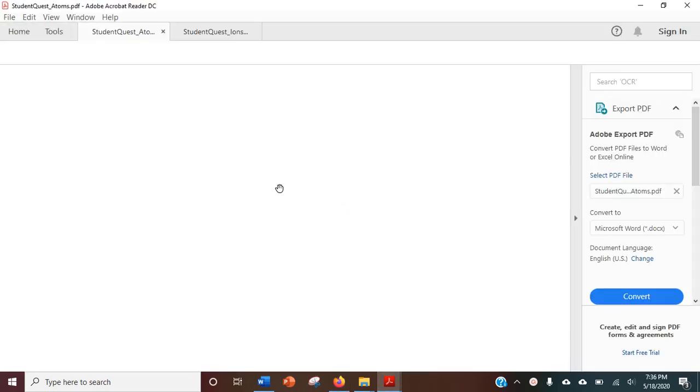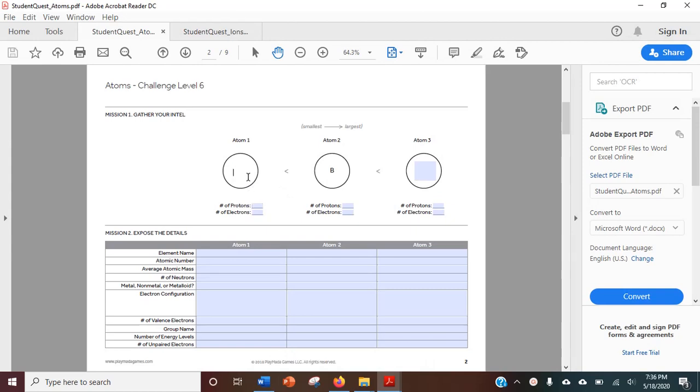Now on our page, I'm gonna put carbon. So you type in carbon, and we have 6, 6. And that's it. Now we enter the element's name. That's carbon. 6 is the atomic number. Average atomic mass, you just look up on the periodic table. I believe it's 12.0 something. So look up the periodic table for that one. Number of neutrons, that'll be 6.